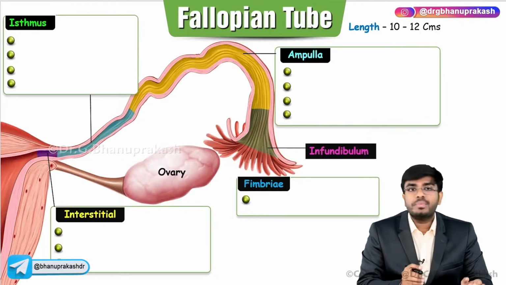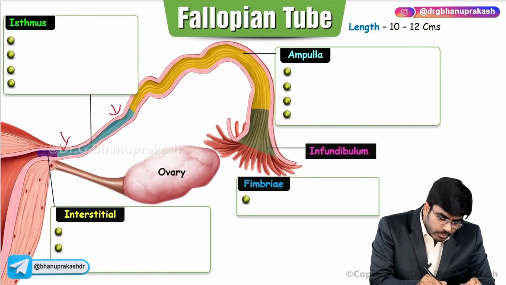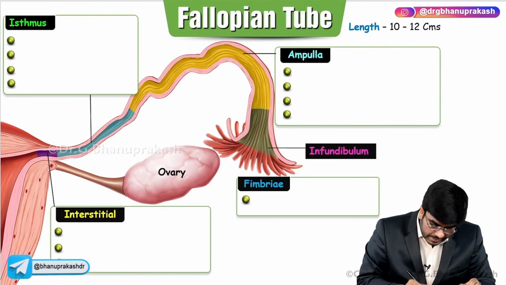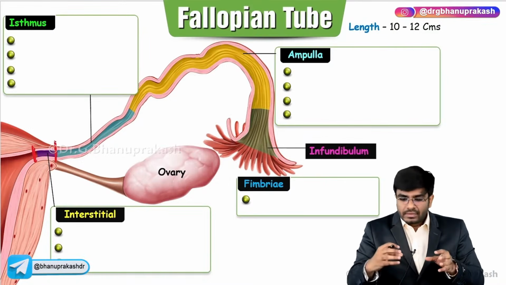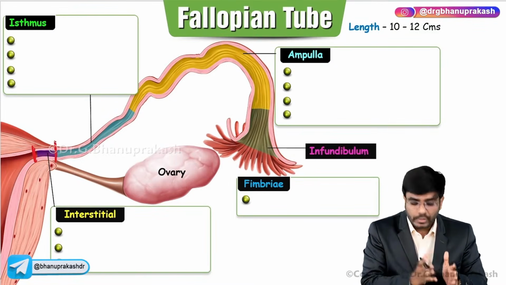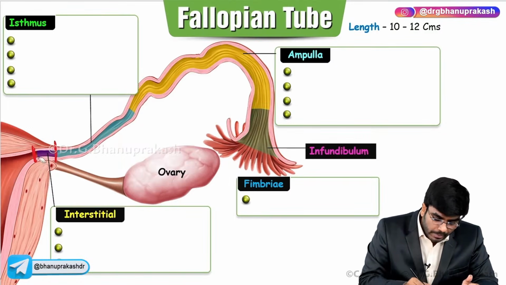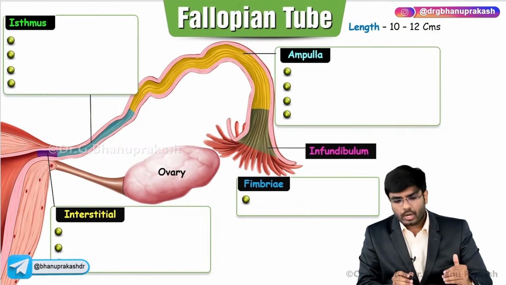Guys, the fallopian tubes, these tubal structures, are divided into parts. The first part is the interstitial part. Okay, this part is the interstitial part, the part where the fallopian tube is attaching to the uterus, that cornual area. So this part is the interstitial part, also known as the intramural part.